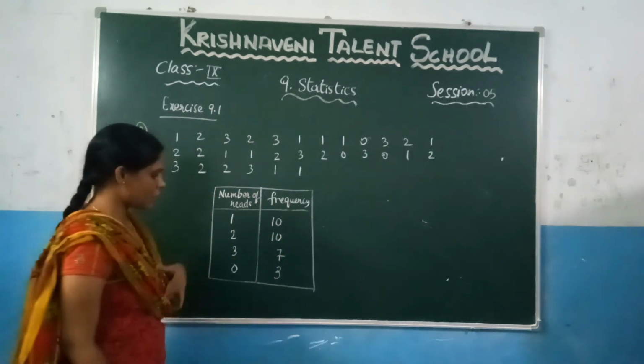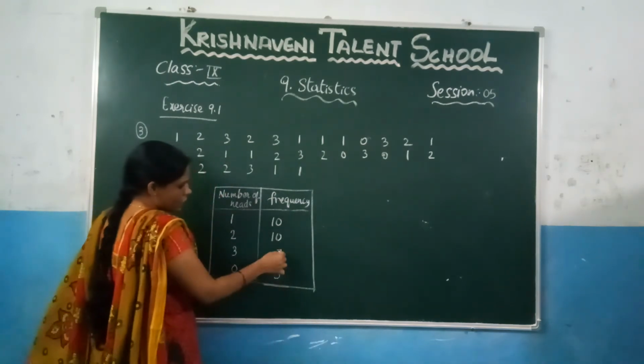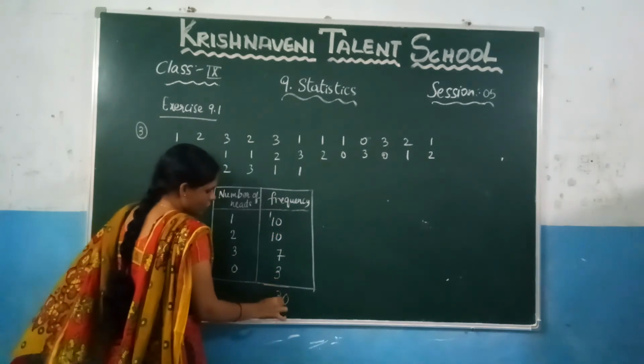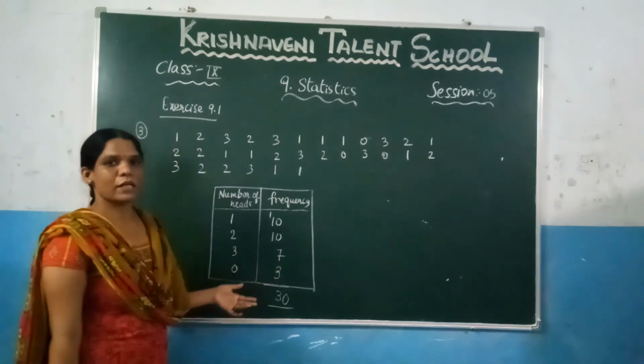Let us see whether we are getting 30 or not. Right? 7 plus 3, which is 10, plus 10, plus 10, which gives you 30. Now you need to write the tally marks.